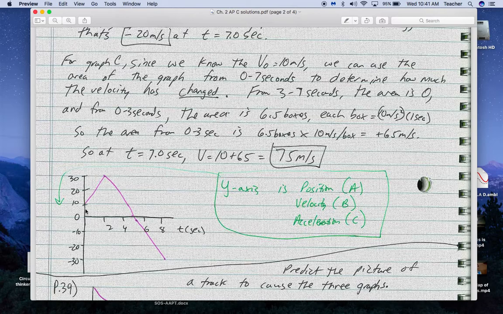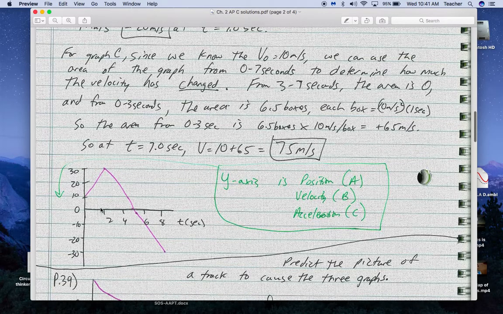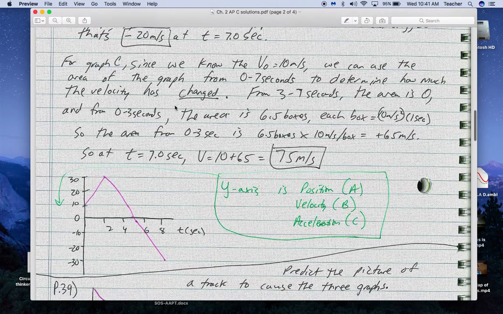to do is think about the starting velocity, which it told me was 10 meters per second. And then I need to look at the area between 0 and 7 seconds. So there's a negative area here. There's a positive area here. Between 3 and 7 seconds, those cancel out. So I'm really only interested in the net area here between 0 and 3 seconds.